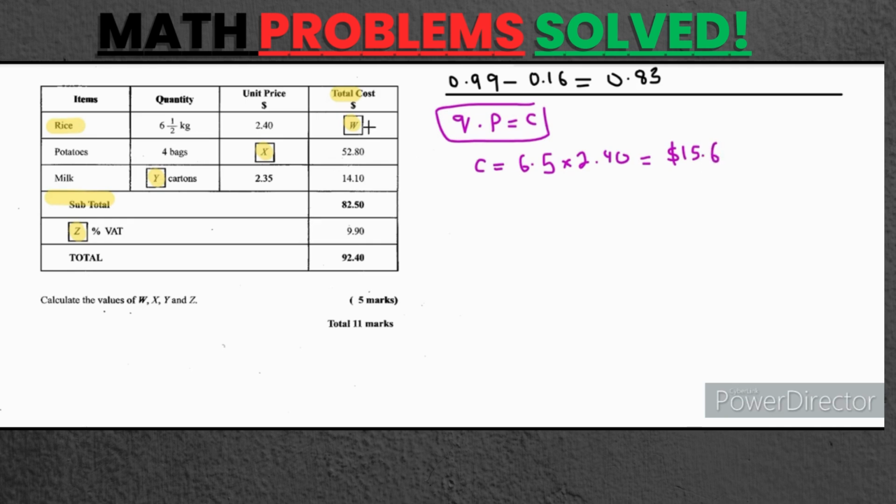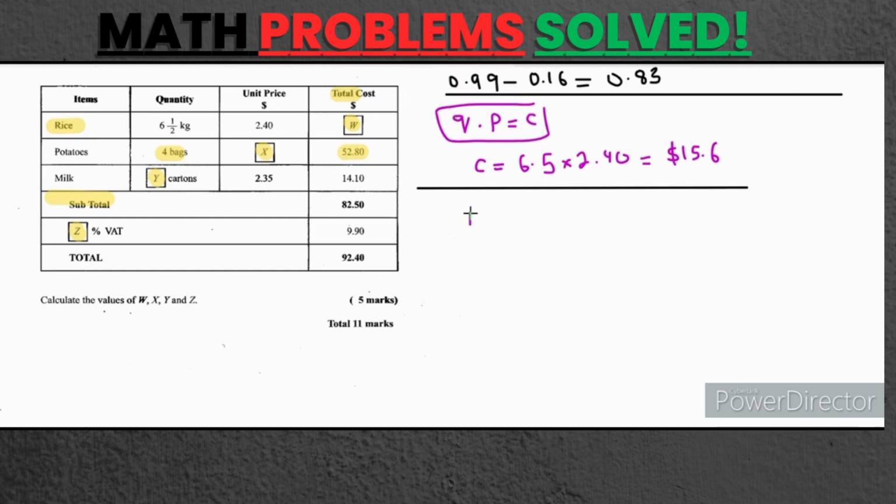So here the unknown value is 15.6, that is represented by W, right? Then we will move to the next row. Here the quantity is 4 bags, the unit price is unknown, and the total cost is given, right? So what will you do? The total cost is given and the unit price is unknown.